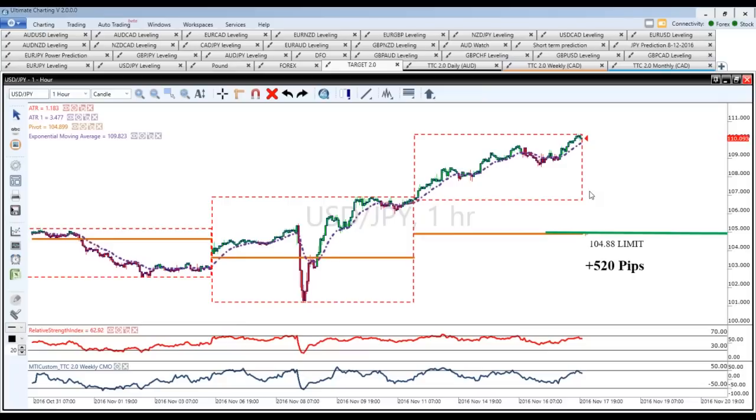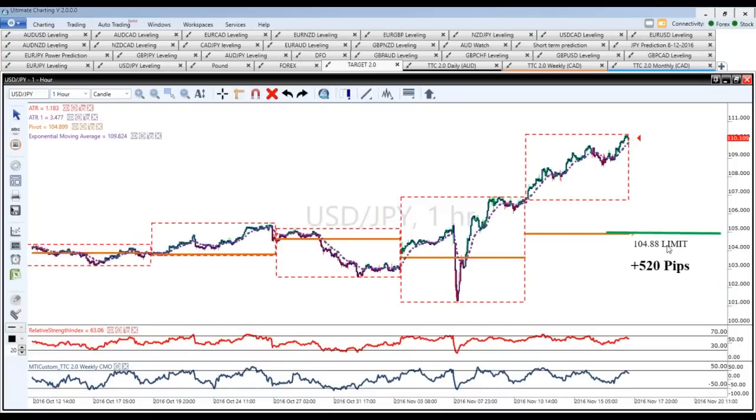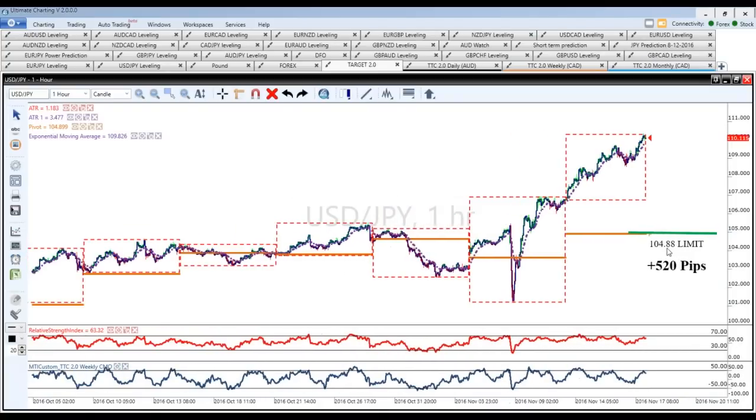Number one, we are at a high price, a very, very strong high. Number two, your red lines U-turning and your blue lines U-turning. Number three, we have a missed target at 104.88.